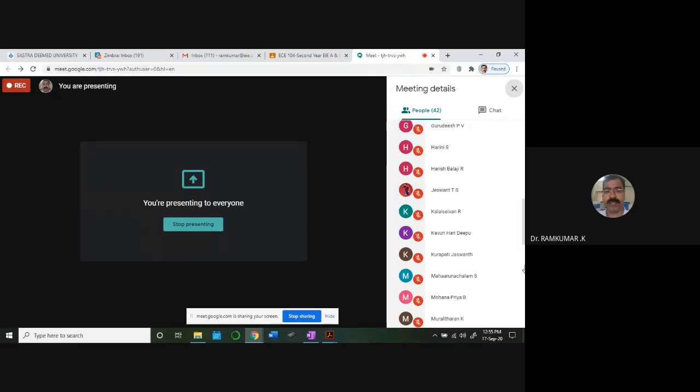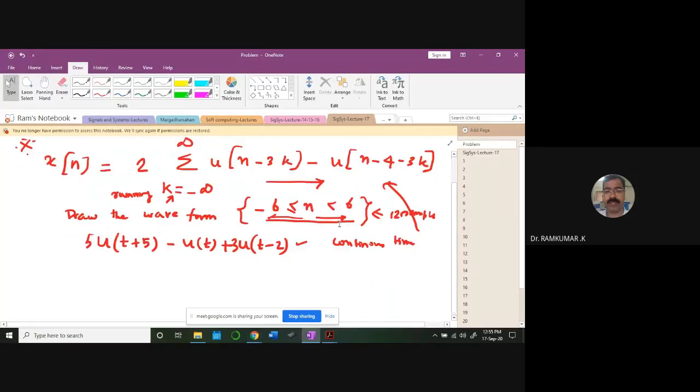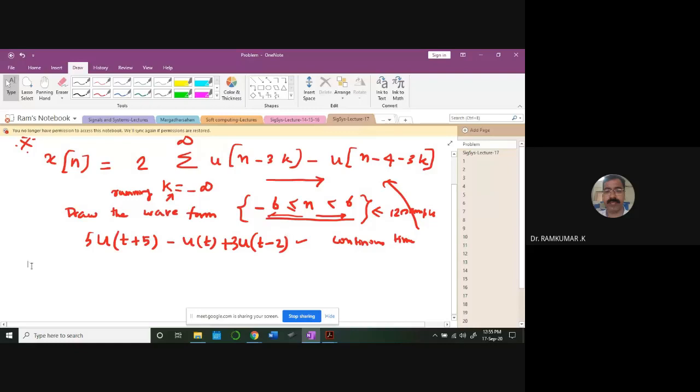Anybody else? How do you draw this waveform, man? You know how to draw this waveform? I think most of you are not putting in the required effort. We've been talking about these u of n, delta n signals a long time back. U of n signal, how does it look? Can somebody tell me?